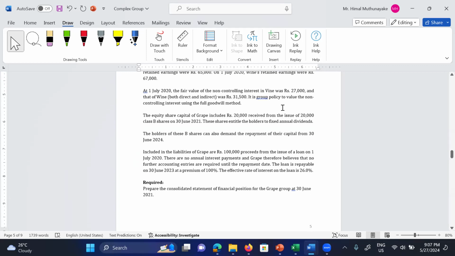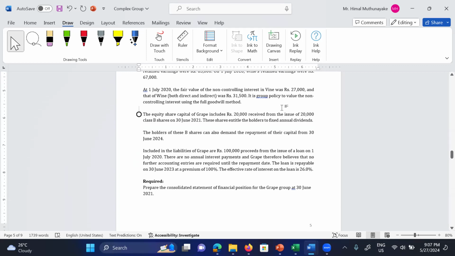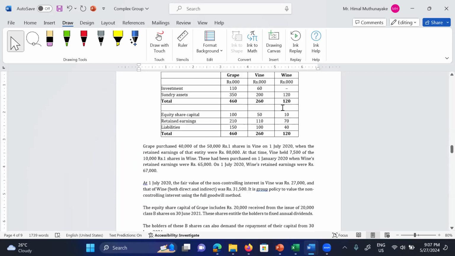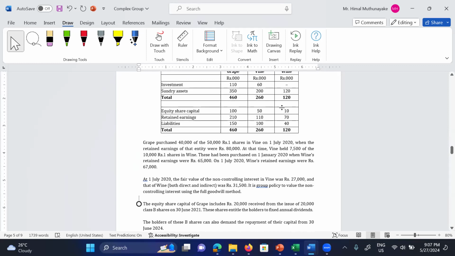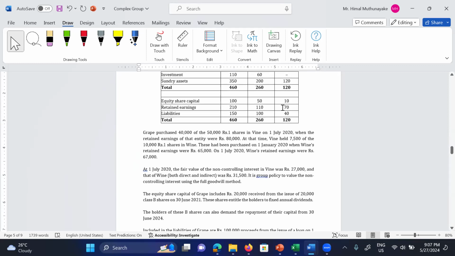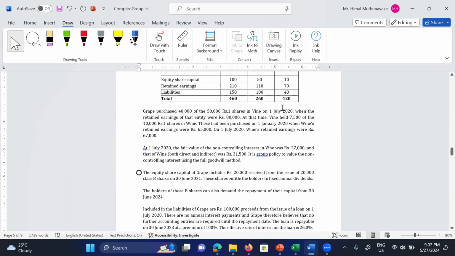Prepare the consolidated statement of financial position for the Grape group at 30th June 2021. So try to do this. Try to calculate at least the goodwill of Vine and Wine. Get the answer.